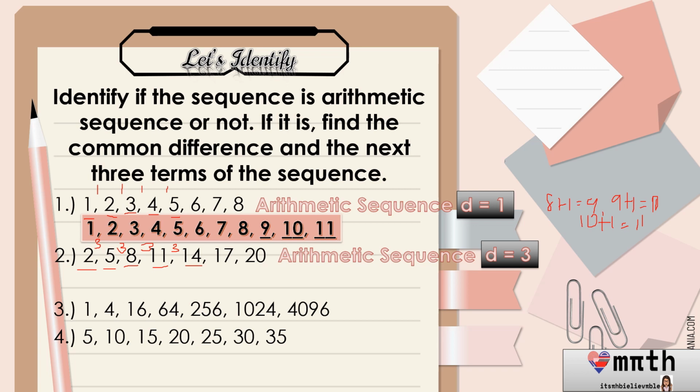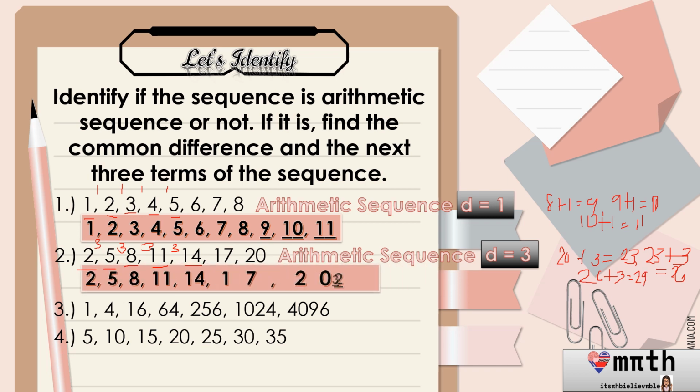So, 20 plus 3, which is 23. Then, 23 plus 3, that is 26. And 26 plus 3, that is 29. So, the next 3 terms for this sequence are 23, 26, and 29.